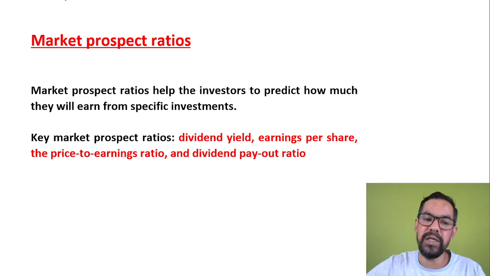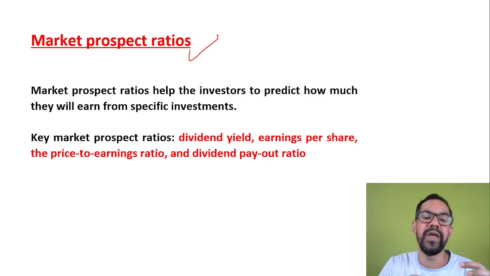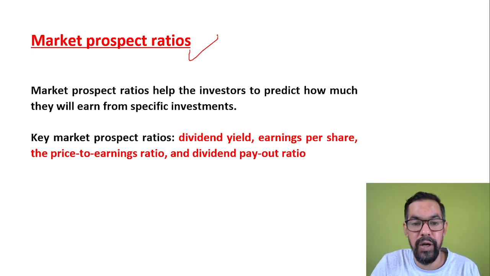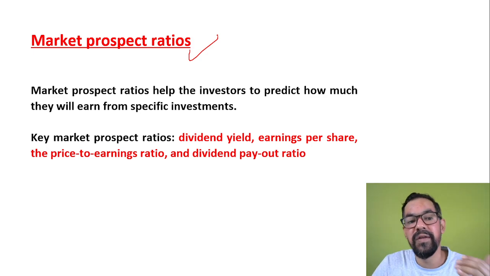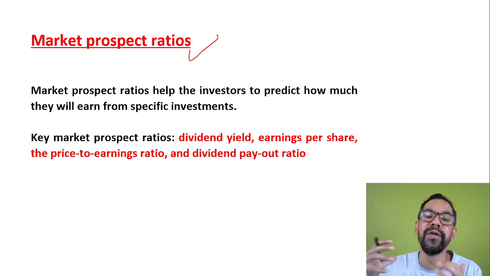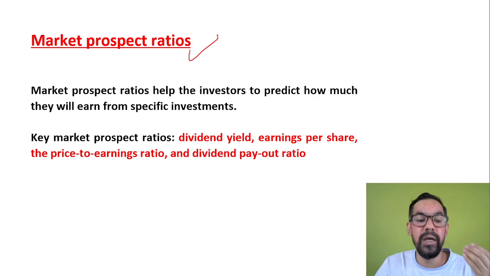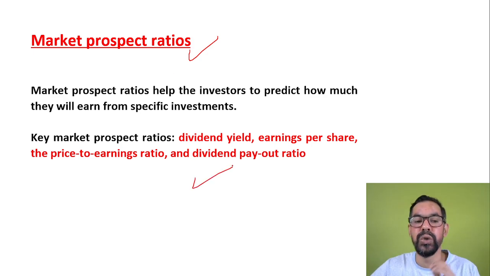Okay, next one is market prospect ratio. Under this one we have many ratios, and these are very important, because most of the time investors use market prospect. So what is the market prospect of any firm? In case of bonds, you can use dividend yield. In case of shares, you can use earning per share, price to earning, or the dividend payout ratio of any company. These are the major ratios which come under market prospect ratio.